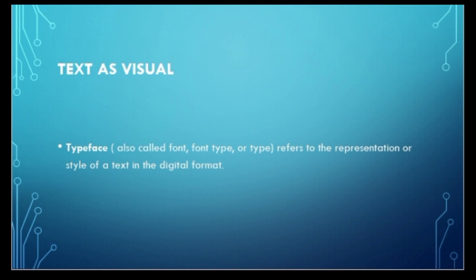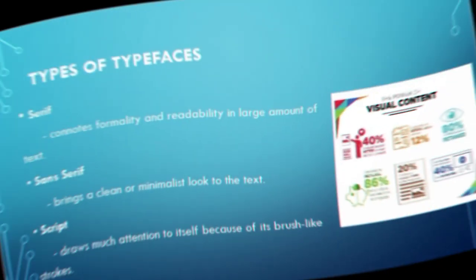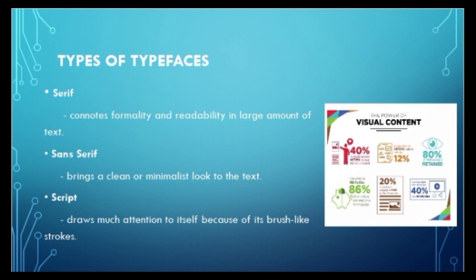In the absence of images or drawings, text is the easiest way of communicating to our audience. The use of various font types can express different emotion or meaning. There are three types of typefaces: the serif, sans serif, and script. Serif connotes formality and readability in large amounts of text. So this font is usually used for the body text of books, newspapers, magazines, and research publications.